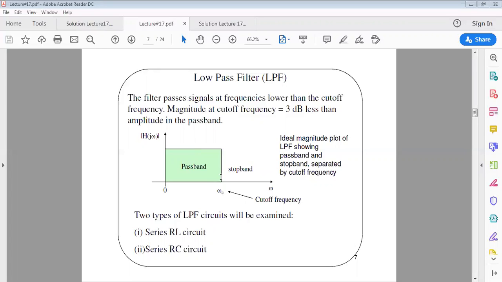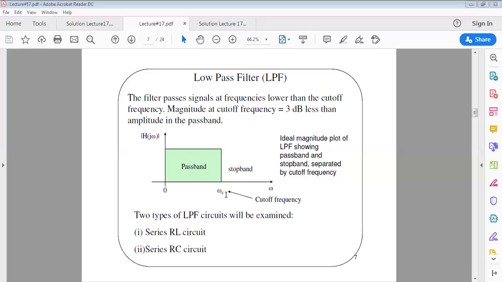By using this ideal plot, we can understand that a low pass filter is a type of filter which only allows signals at the lower frequency part, in this case lower than the cutoff frequency, and it will prohibit signals with higher frequencies from passing through the filter. This is what we call a low pass filter. The separation between the two bands is what we call the cutoff frequency.